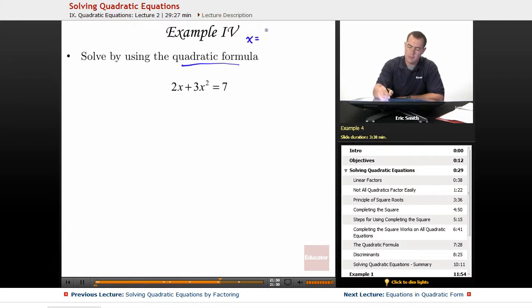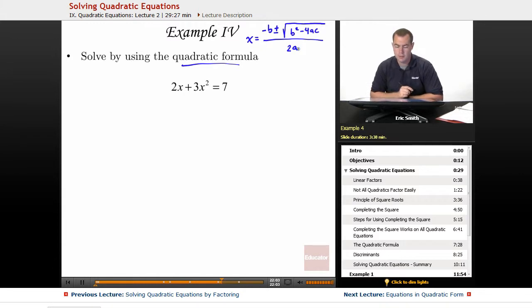So x equals negative b plus or minus the square root of b squared minus 4ac all over 2a. That way we can reference it when we need to solve this one.